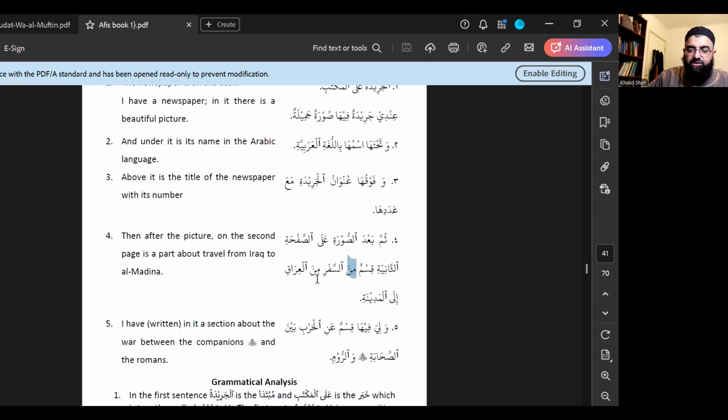عن السفر, about the safar, about the journey from Iraq, jar majrur, another jar majrur added on, min as-safar. These are like bits, particles. Min al-Iraqi ila al-Madinati, another structure there, another jar majrur structure. So these are like three in a row. About anil, so if you can correct that, anil safari min al-Iraqi ila al-Madinati. So there you go. I hope that makes sense, inshallah.